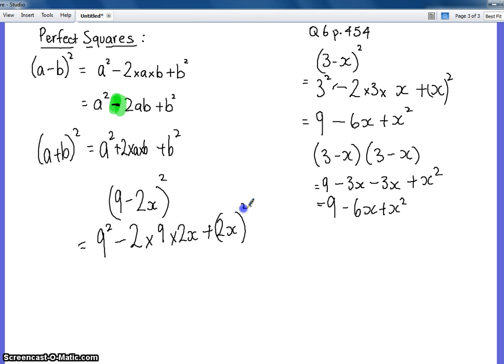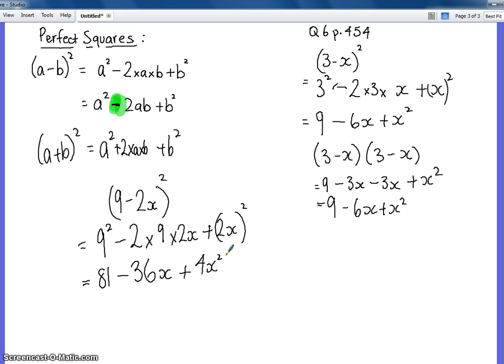And then plus that. Yeah? Alright. 9 nines are 81. Negative 2 times 9, what is that? Minus 18. Minus 18 times 2, yes. Minus 36x plus 4x squared, because we haven't squared the unknown yet. When we know it, we'll be able to, but we haven't squared it yet. We reckon it's that: 81 take 36x plus 4x squared.